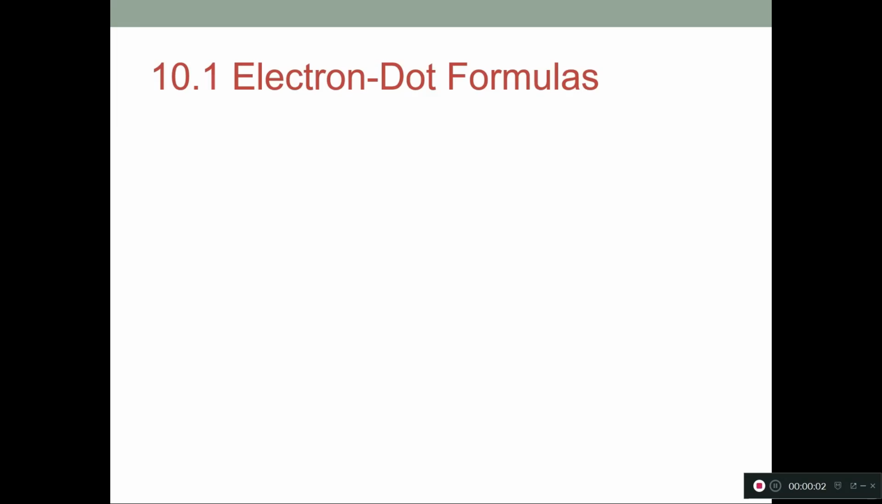In this video, we're going to continue talking about Lewis dot structures. This is because there are a few things that we still have to talk about. One of them is the Lewis structures for polyatomic ions.